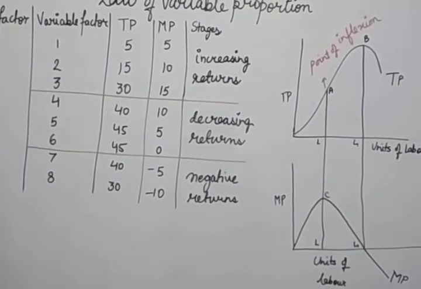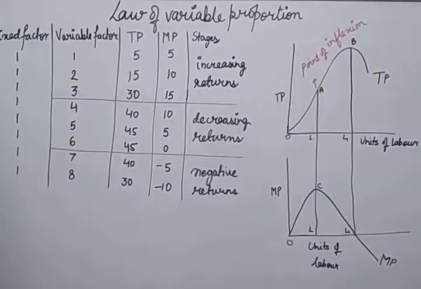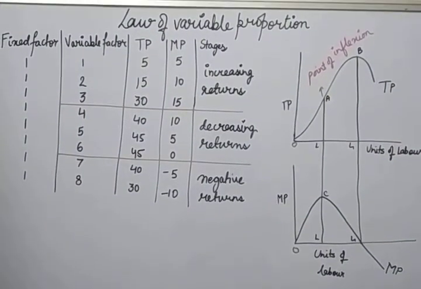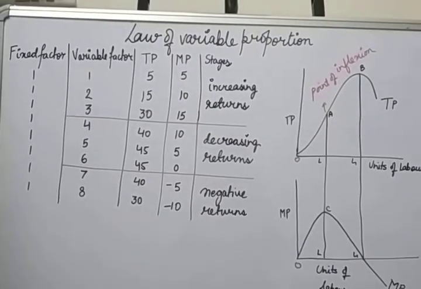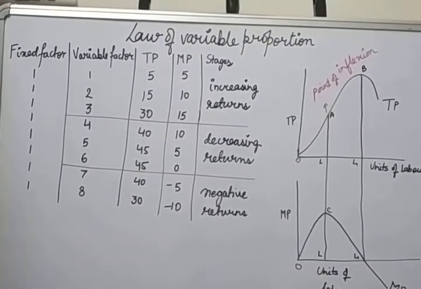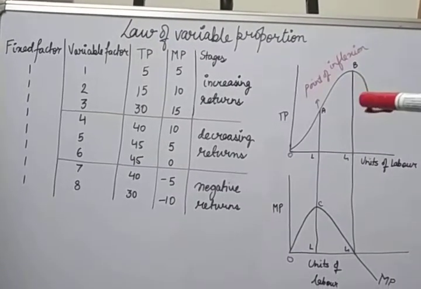So in the diagram, MP tends to rise till OL units of labor corresponding to increasing MP, and TP tends to rise at the increasing rate from point O to A in the part A of the diagram.